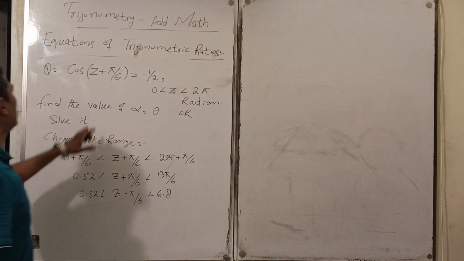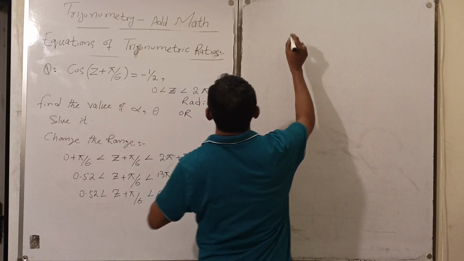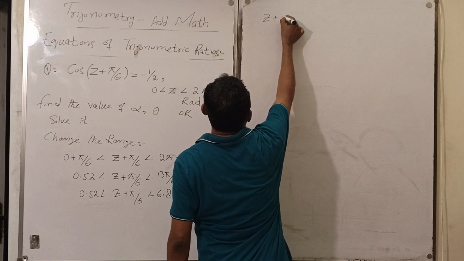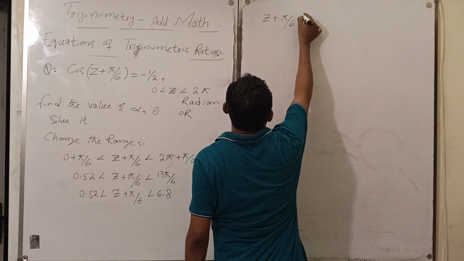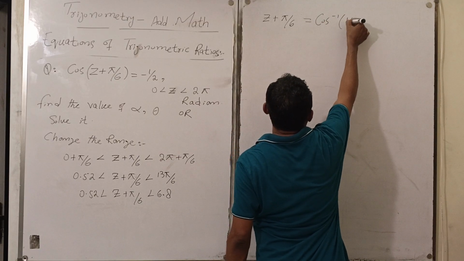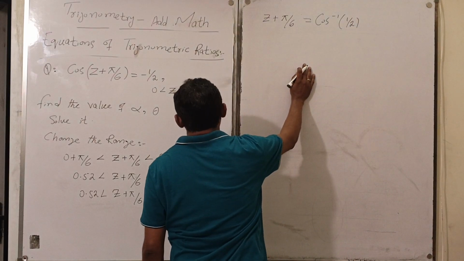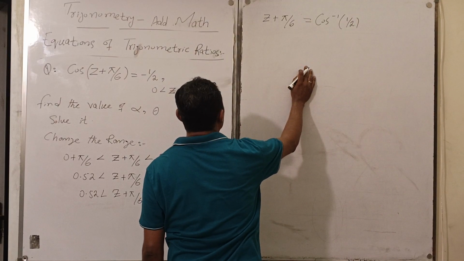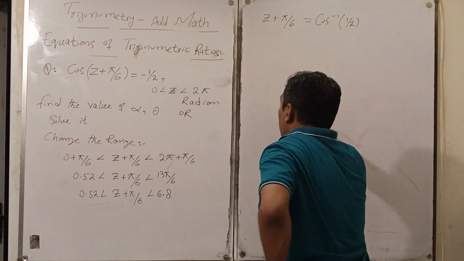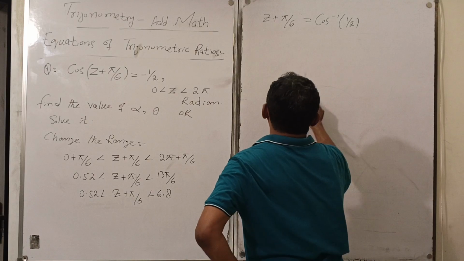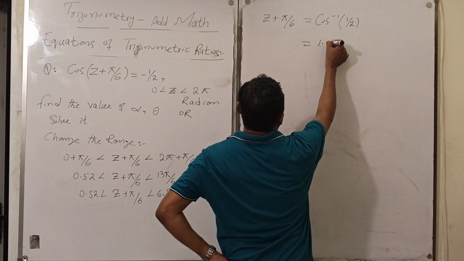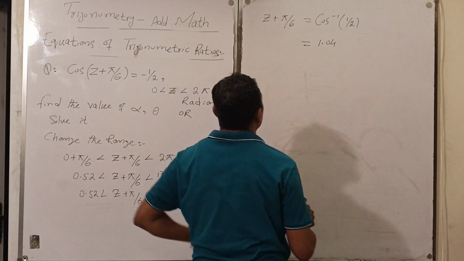Okay. So first of all, just try to solve it. z plus pi by 6 equal to cos inverse 1 over 2. Am I right? To find out this one, cos inverse 1 over 2 is 1.04 in radian mode. 1.04, okay, in the radian mode.